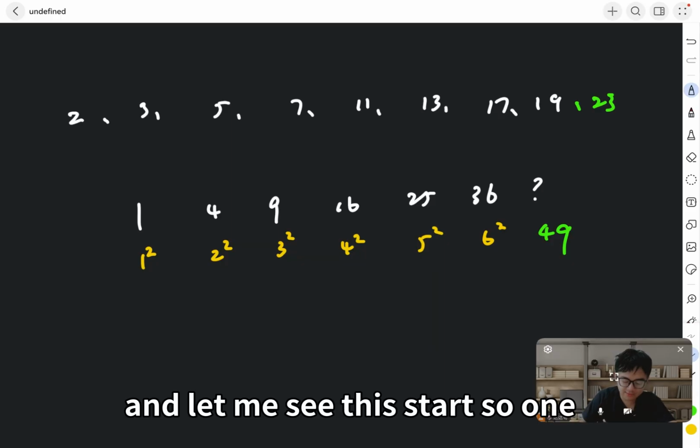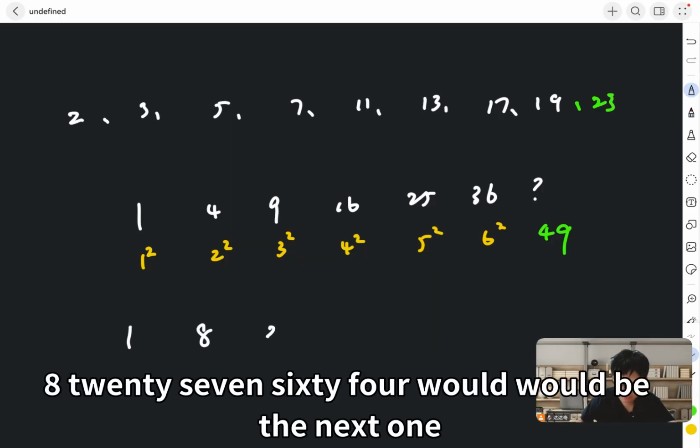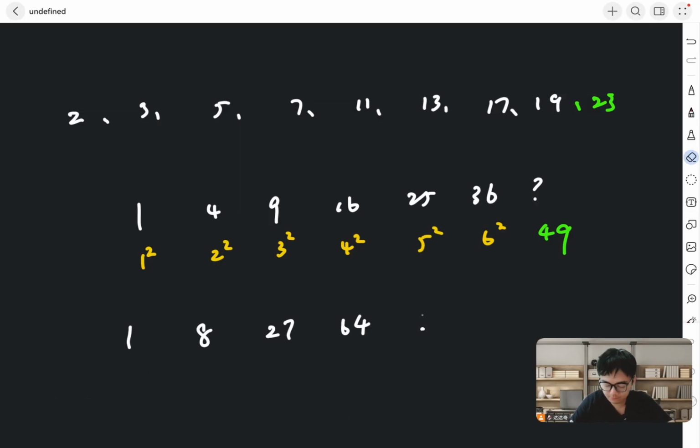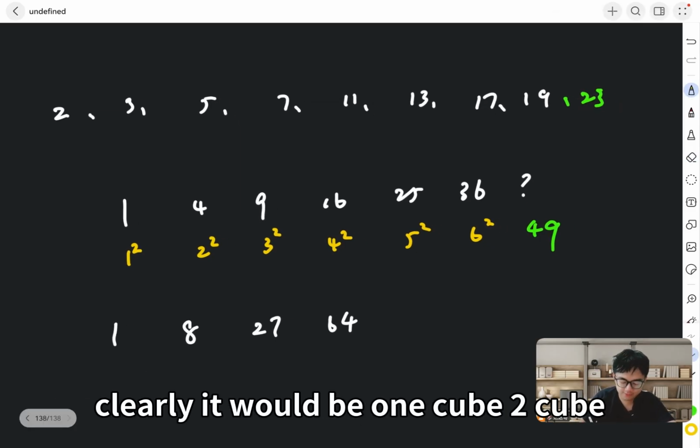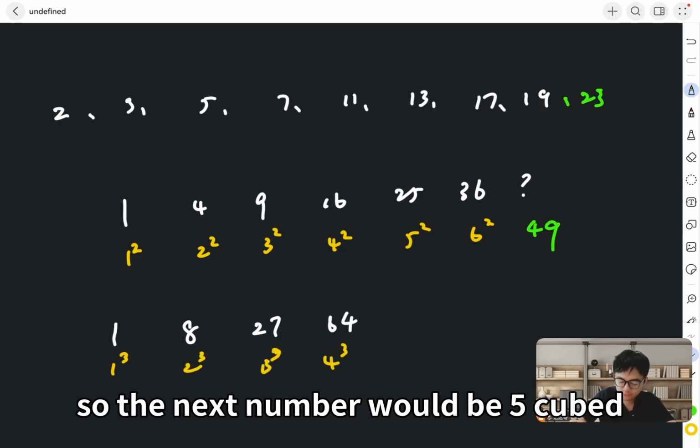And let me show you this set. So 1, 8, 27, and what would be the next one? If you look at it more closely, it is 1 cubed, 2 cubed, 3 cubed, and 4 cubed, which is 64. So the next number would be 5 cubed.